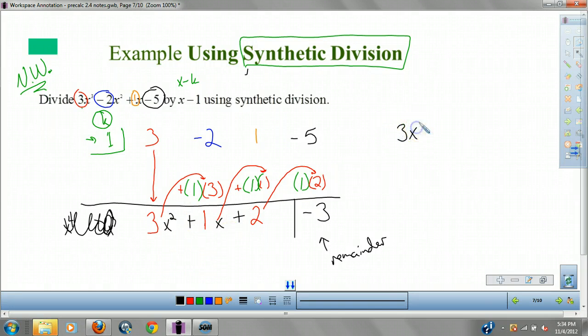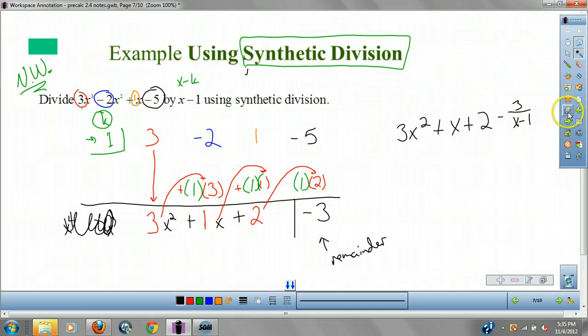Okay, so the answer would be 3x squared plus x plus 2 with a remainder of -3. So we can slap that -3 over our x minus 1. Okay? I'll let you guys digest that for a second, because I want to do another one. Don't be afraid to look at our place online. A lot of people have made videos on synthetic division. Okay?